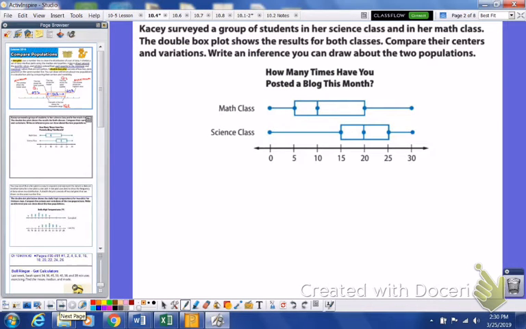So Casey surveyed a group of students in her science class and her math class. The double box plot shows the result for both classes. Compare their centers and variations. Write an inference you can draw about the two populations. Okay, so we see, using the same number line, we're starting at 0, ending at 30. So they both have the same overall variation. They both have a range of 30. So that doesn't tell us much.